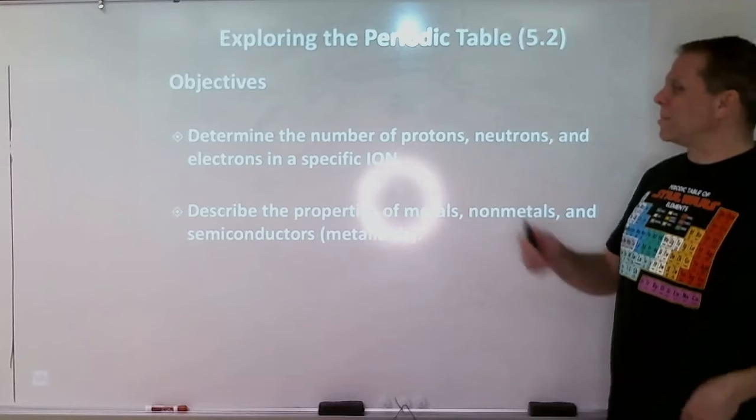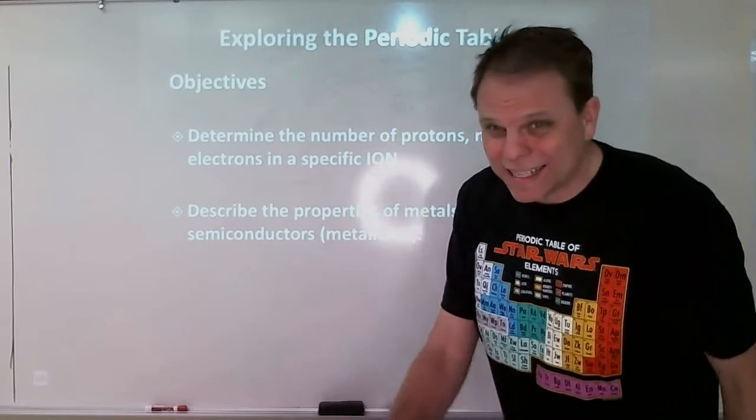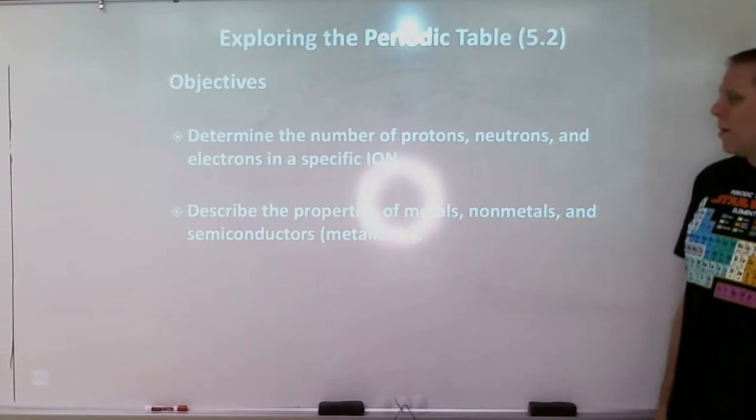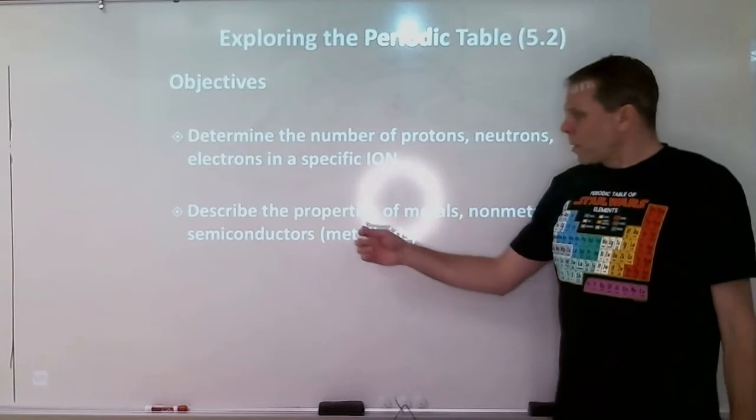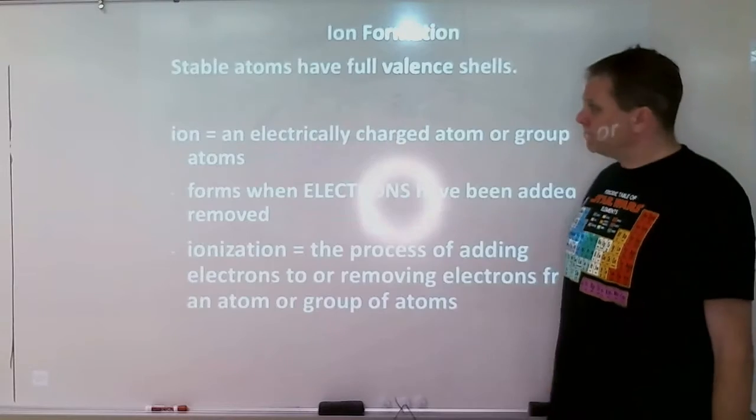Our objectives: to determine the number of protons, neutrons, and electrons in an ion. We're going to talk about ionization, and we're going to go into how an ion is formed and what that means to us. We're going to describe the properties of metals, nonmetals, and metalloids, also known as semiconductors.